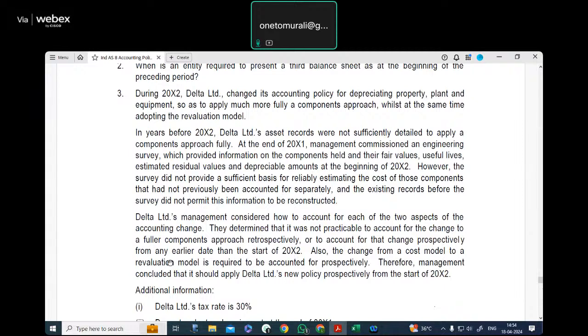Delta Limited's management considered how to account for each of the two aspects of the accounting change. They determined that it was not practicable to account for the change to a fuller components approach retrospectively, or to account for that change prospectively for any earlier date than the start of 20X2. Also, the change from a cost model to revaluation model is required to be accounted for prospectively. Therefore, management concluded that it should apply Delta's new policy prospectively from the start of 20X2.